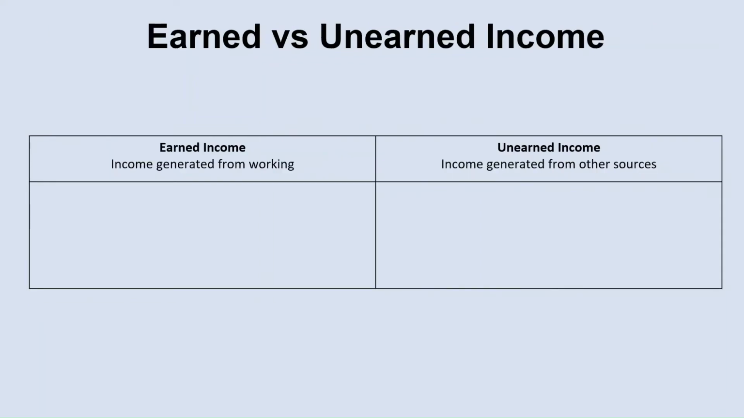The second thing we're going to look at here is earned versus unearned income. Now, earned income is these types of income generated from working. This is our salary, our wages, any bonuses that we've earned, or if we're self-employed, our income from that. On the flip side, unearned income is income that we gain which is generated from other sources.